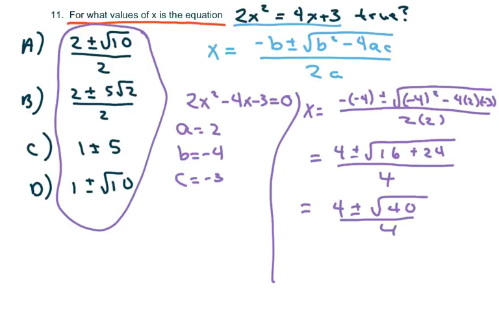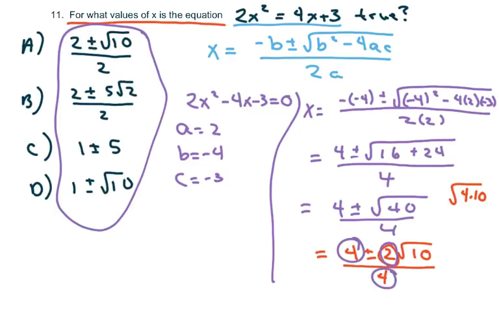And remember, 40, I'm going to just do this to the side, is 4 times 10. So I can pull out the square root of 4, which is 2. So we get 4 plus or minus 2 square root of 10, over 4. Now I can reduce this a bit. I'm going to divide each of these by 2. So we're going to get 2 plus or minus the square root of 10, over 2. So that answer will be A.